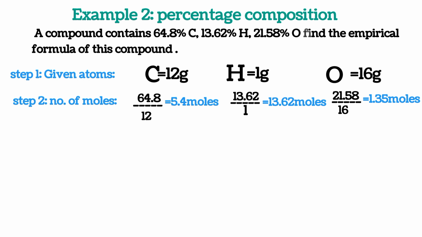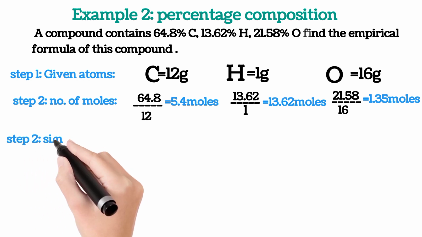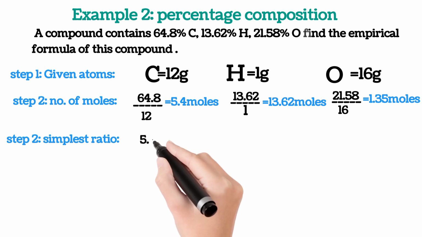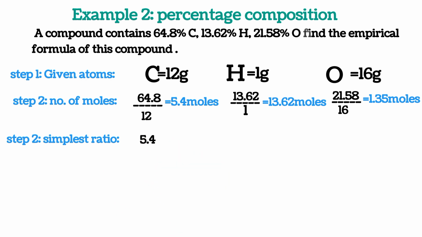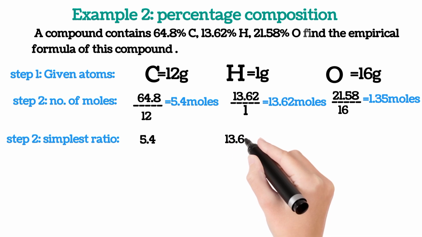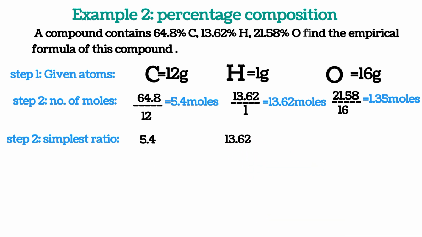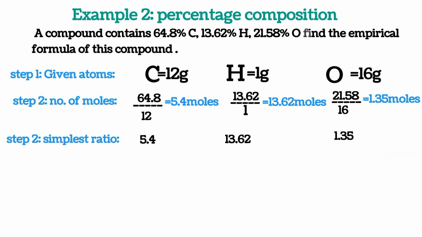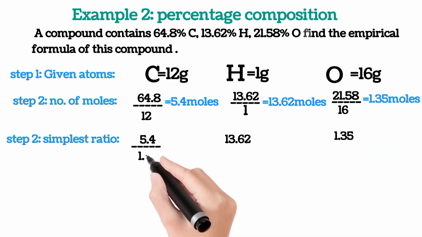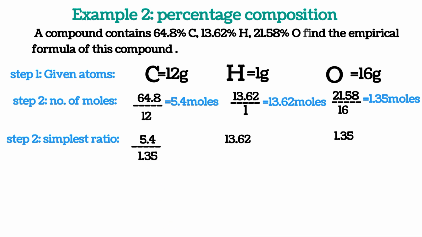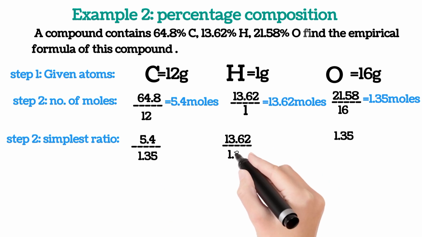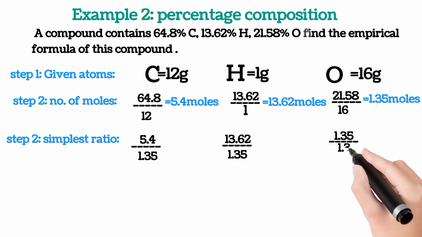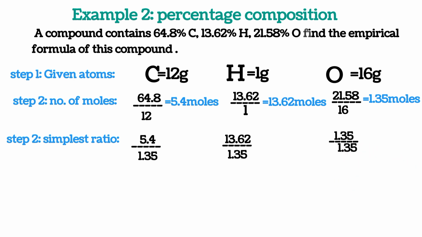Step 3, we'll get the simplest ratio, and how do we get that? Dividing through by the smallest number. So let's write out the number of moles: 5.4, 13.62, and 1.35. So the smallest number here is 1.35. So we'll divide through by 1.35. So we're going to have 5.4 divided by 1.35, 13.62 divided by 1.35, and 1.35 divided by 1.35.